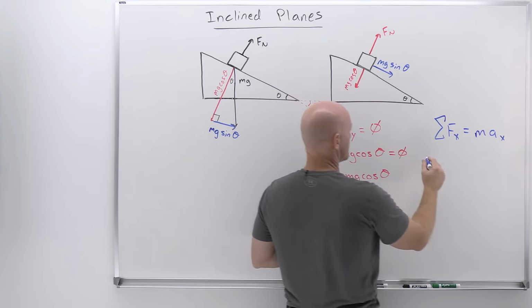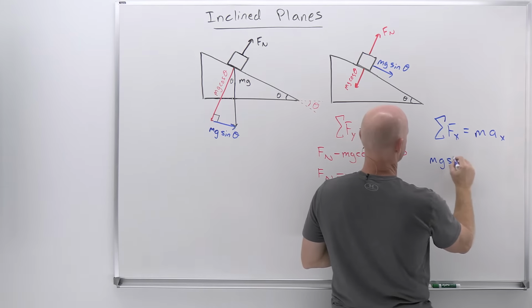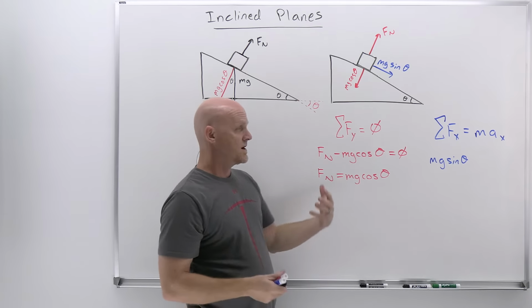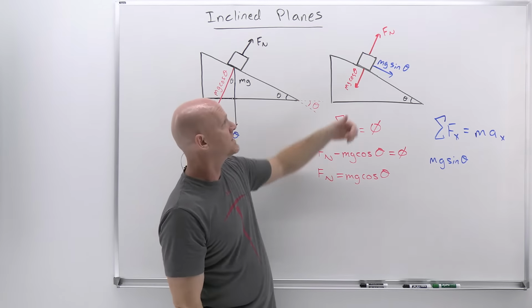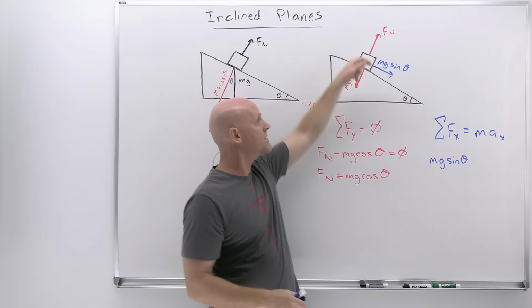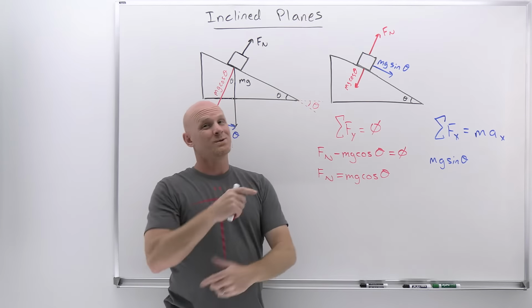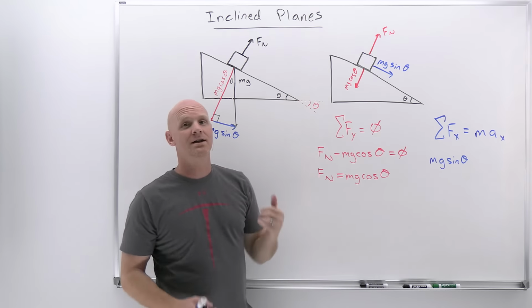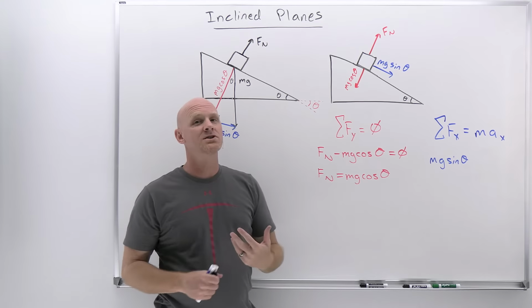And in this case, the only one we've got is mg sine theta, but if we had any sort of frictional forces, we'd have to worry about those as well. Now, typically, up the incline is going to be more of the positive direction and down the incline more of the negative direction, or vice versa. You could look at this as more to the right and that's positive, and this is more to the left and that's negative. It's really up to you.